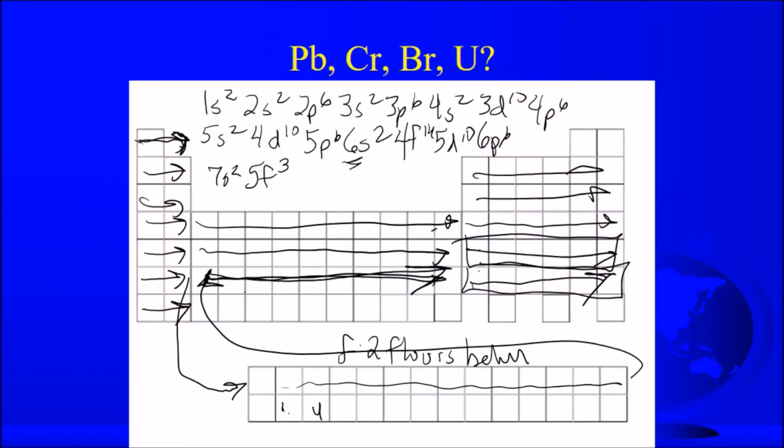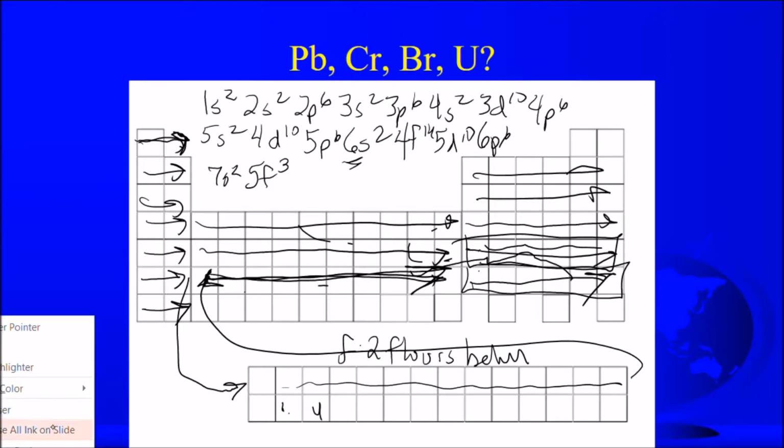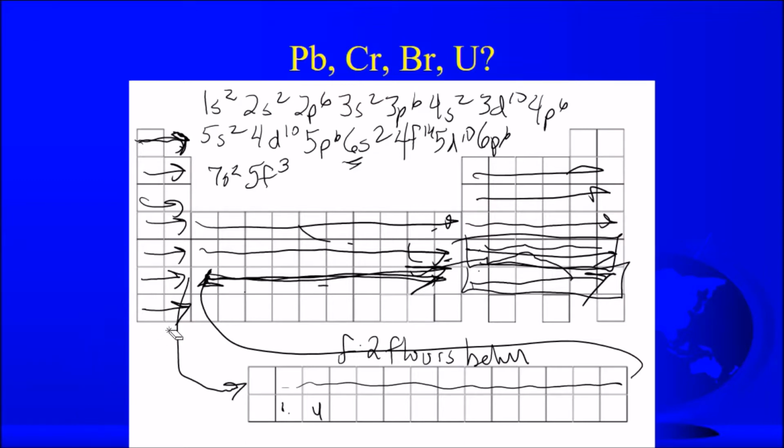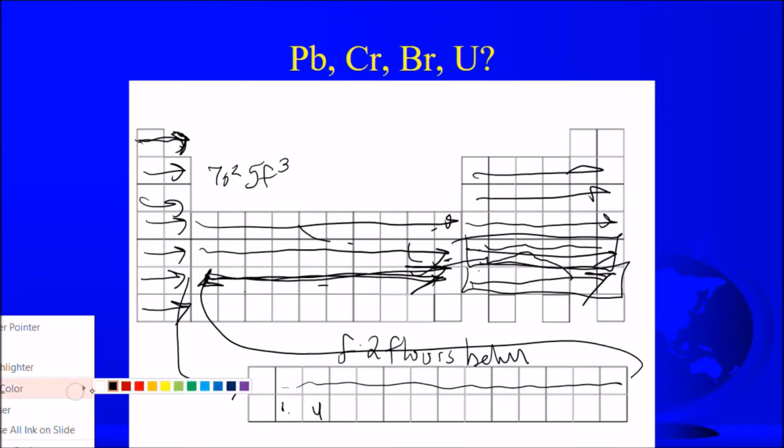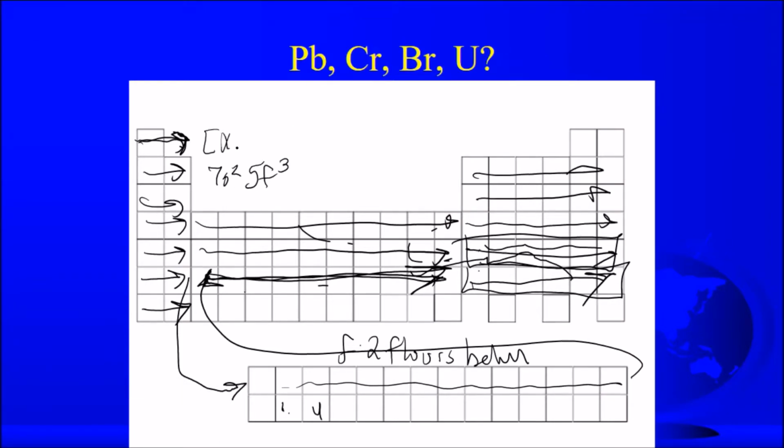Let me show you how much fun this is. Because 1s2, 2s2, 2p6, 3s2, 3p6, 4s2, 3d10, 4p6, 5s2, 4d10, 5p6, 6s2, 4f14, 5d10, 6p6 is xenon. So we're allowed to erase all of this and put down xenon. So the answer is xenon 7s2 5f3.